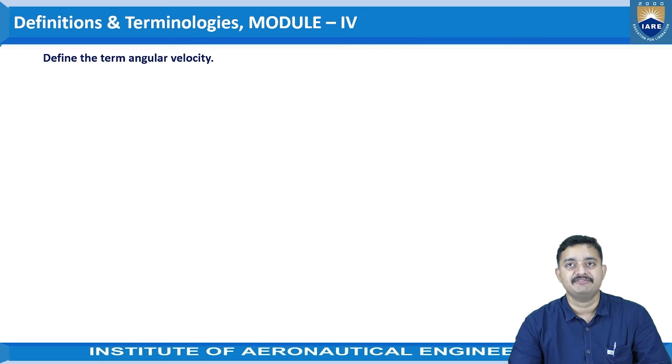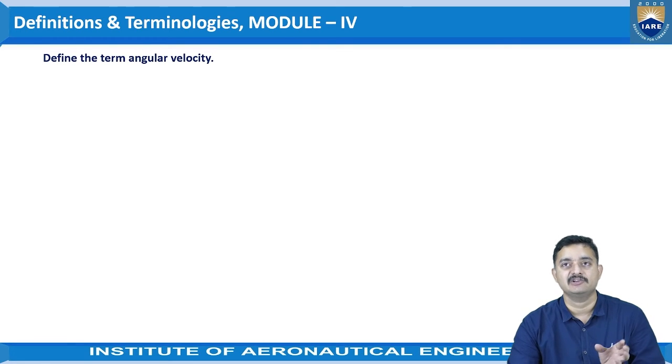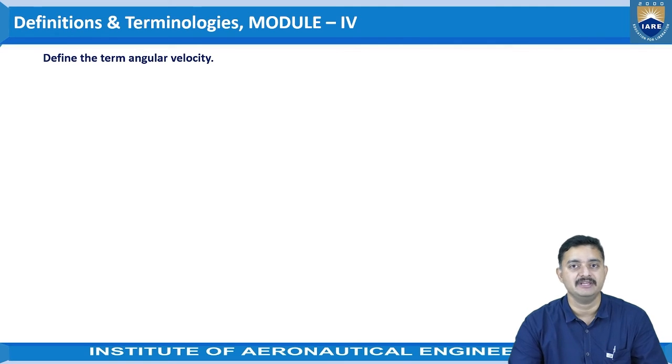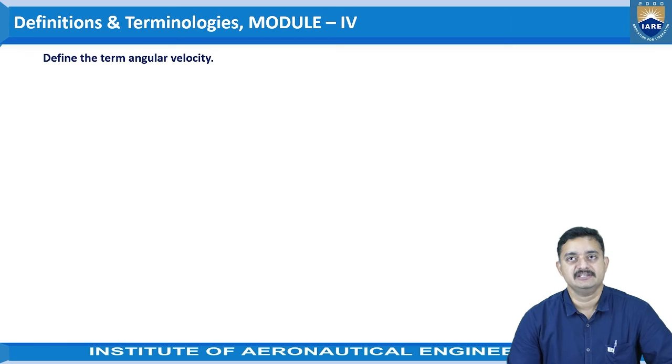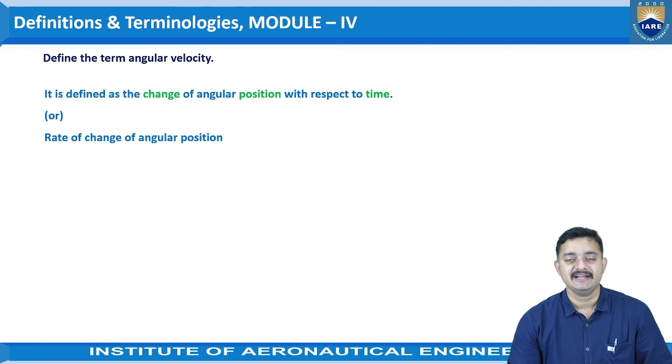Now coming to the next one, define the term angular velocity. Whenever you see the angular term, it represents that the object is having a curvilinear motion. When the object is experiencing a curvilinear motion, then the terms angular velocity, angular acceleration, and angular displacement come into the picture. The term angular velocity is defined as the change of angular position with respect to time, or simply the rate of change of angular position. Here again, the position is nothing but the object's state with respect to some reference. So that we need to understand.